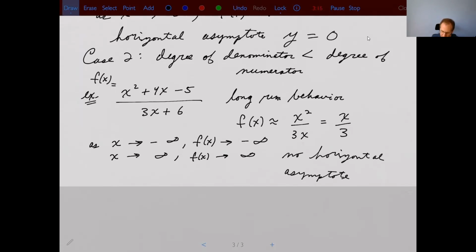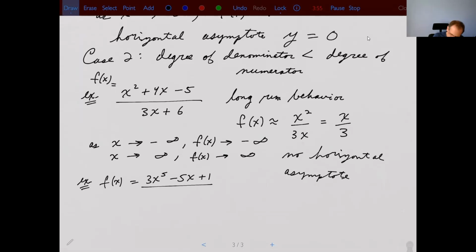It just blows up. So anytime that the degree of the denominator is less than the degree of the numerator, or vice versa, you could say the degree of the numerator is larger than the degree of the denominator, then there will not be a horizontal asymptote. Okay. Another example would be, let's say we have this instead. So let's say our rational function was 3x to the 5th minus 5x plus 1 over x plus 2.